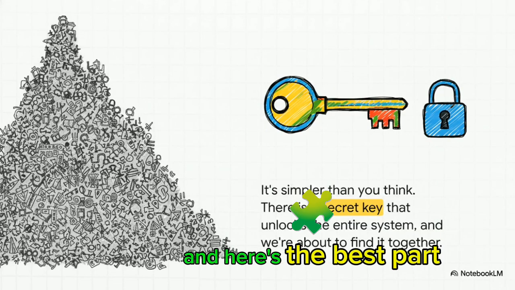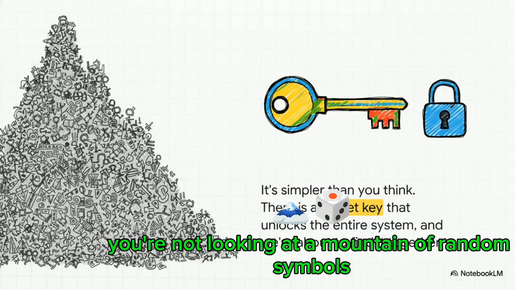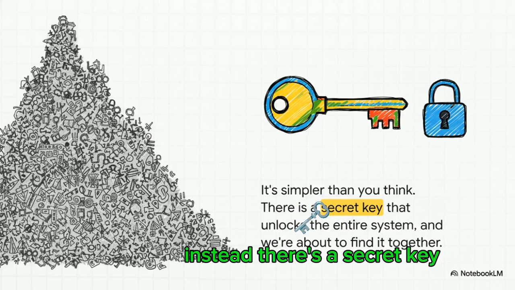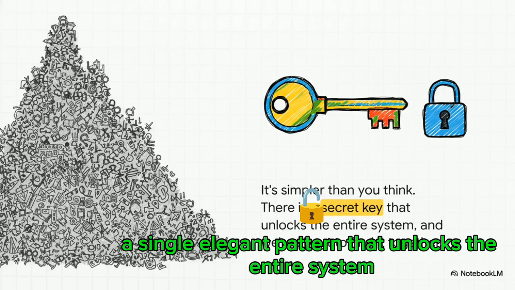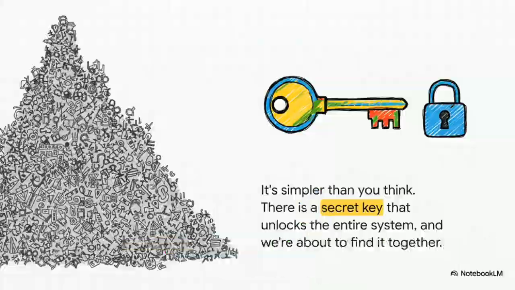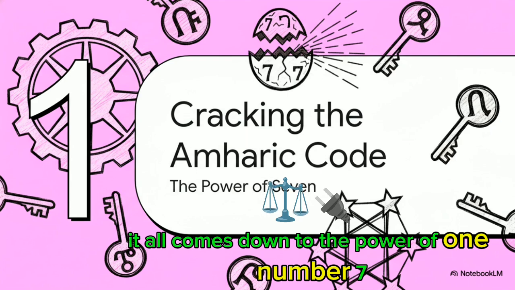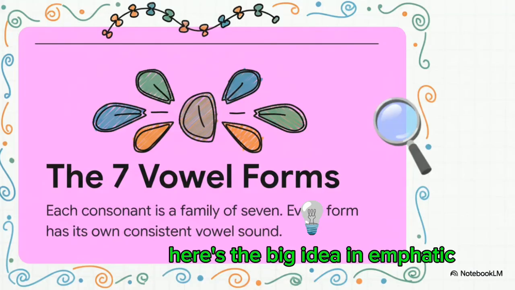And here's the best part. It is so much simpler than it looks. You're not looking at a mountain of random symbols you have to memorize. No. Instead, there's a secret key, a single, elegant pattern that unlocks the entire system. So let's get right into it. We're about to crack the Amharic code. And believe it or not, it all comes down to the power of one number. 7.